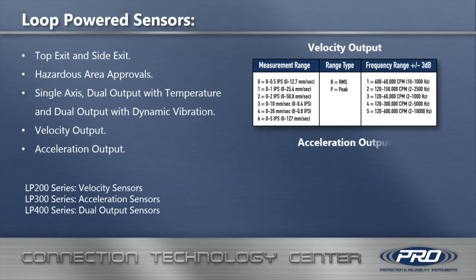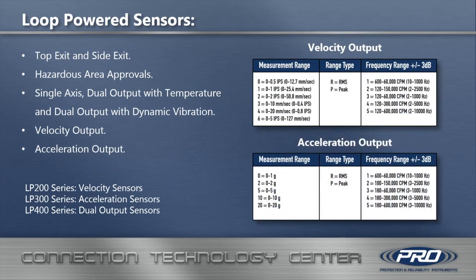This page just goes over some of the options that CTC offers for loop-powered sensors. We offer both top and side exit sensors. We have hazardous area, so Class 1 Division 1 and Class 1 Division 2 rated approvals. We offer single axis, dual output with temperature, and dual output with dynamic vibration as well. We also have 2 outputs, velocity and acceleration outputs. If you look to the right, you will see the configurations that you can use for loop-powered sensors.